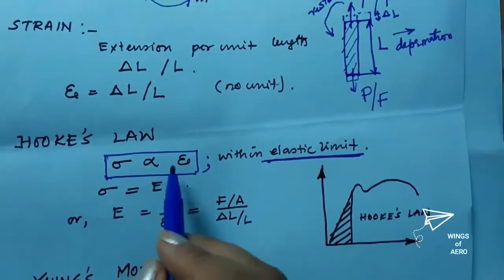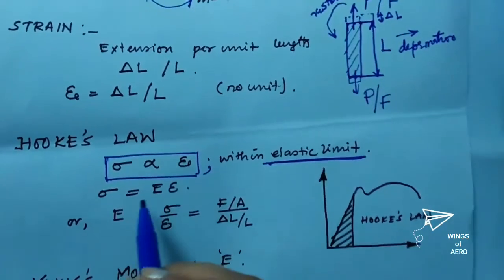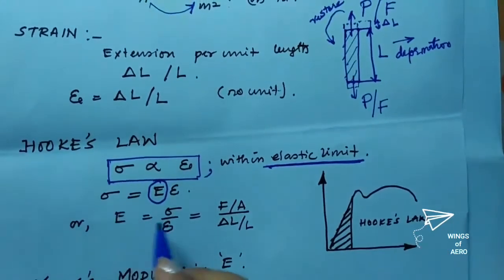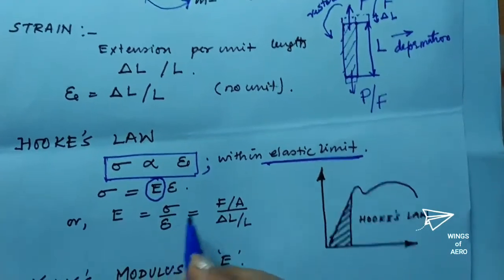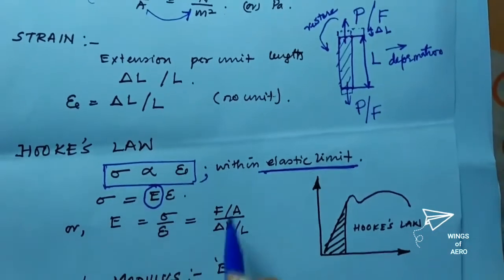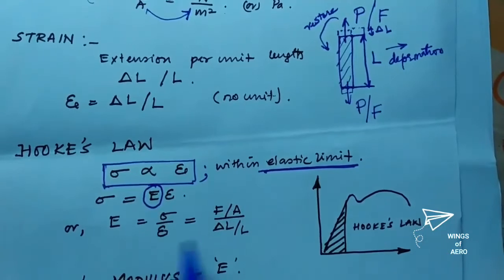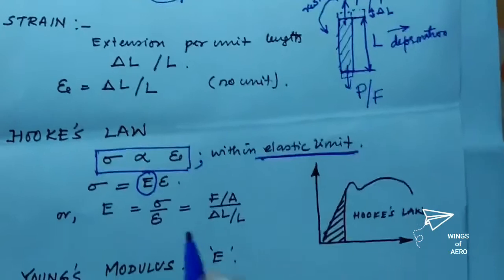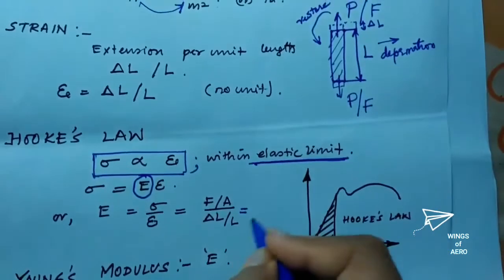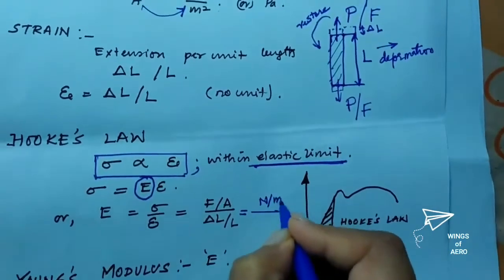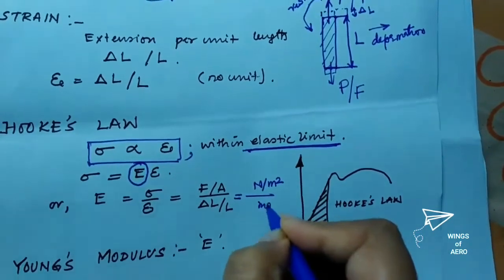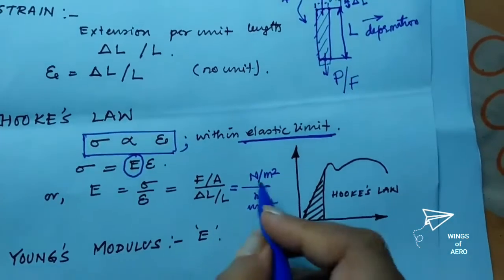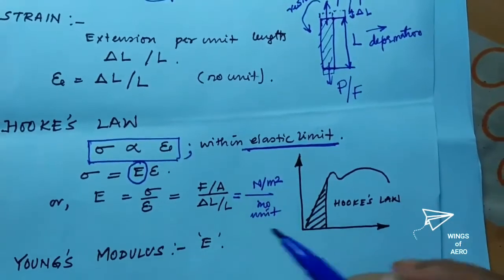So we have a proportionality. To remove the proportionality, we give a constant term, E. So E can be written as E equals sigma by epsilon, that is strain. What is sigma? Force by area. And what is epsilon? Delta L by L, that is change in length by original length. Here sigma is Newton per meter square, and here no unit. So what is the final unit of E? The unit of E is Newton per meter square.